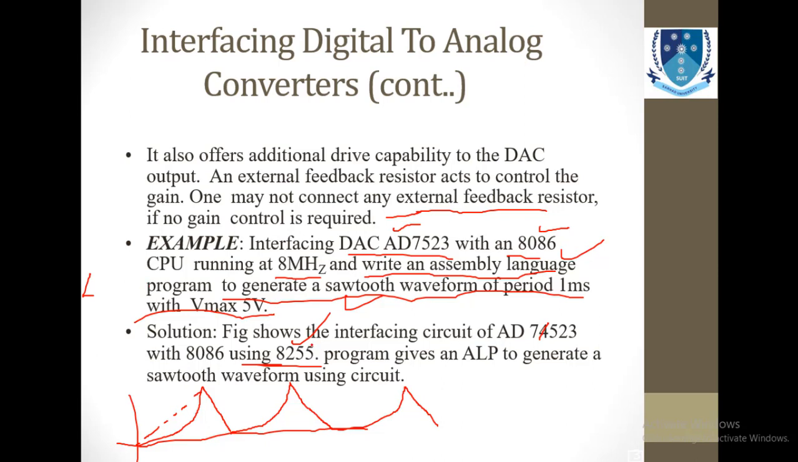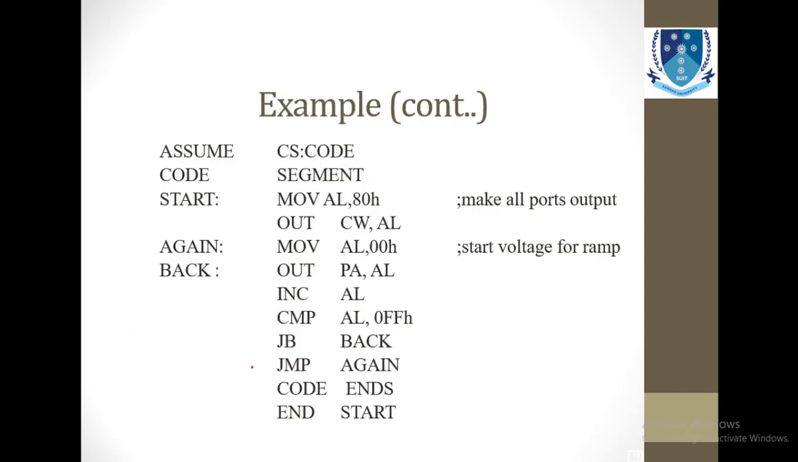We will be using this 8255, and the program on the next slide will give you an ALP to generate a sawtooth waveform using this circuit. So this is the code, and I hope that you are now able to understand it, because for more than 10 lectures we have been dealing with ALP coding, and in the paper as well you have attempted this question in a very good manner. So I hope it will not be difficult for you to understand this small code.